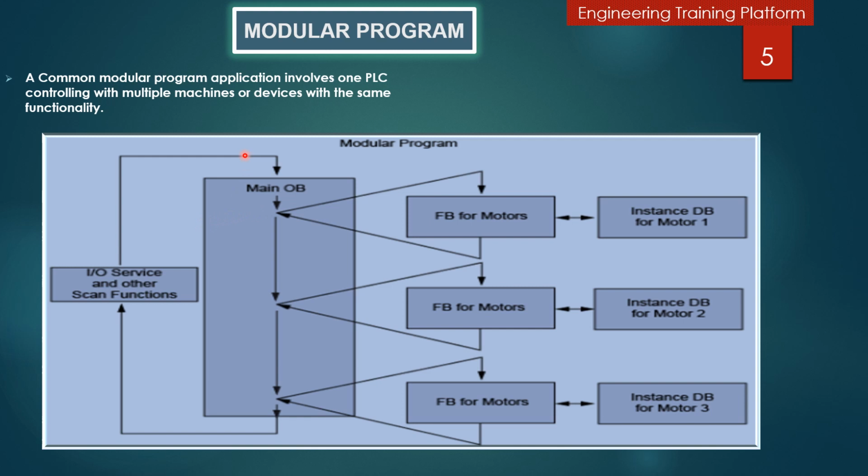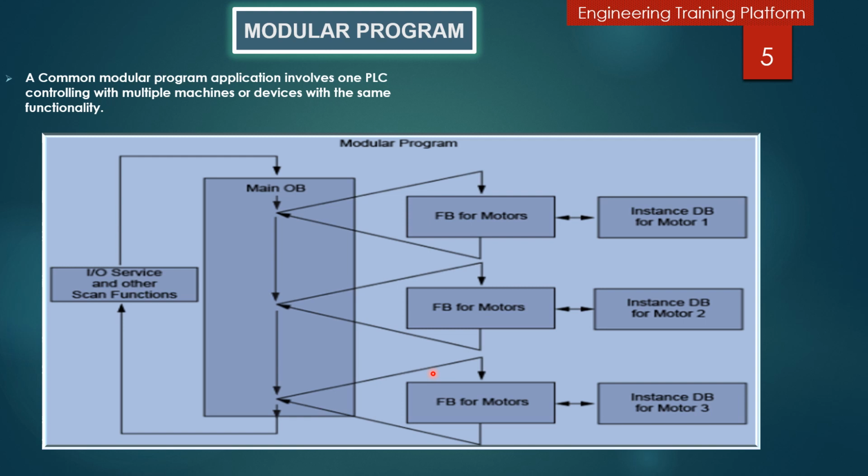You can see here in the picture the scan functions. We define one main organization block, and from the organization block it goes to the function blocks for motors, and then comes back to the organization block. It is scanned, then goes again to the function blocks for motors. Here you can see a different instance DB defined for each motor, and all the blocks including the instance DBs are scanned.